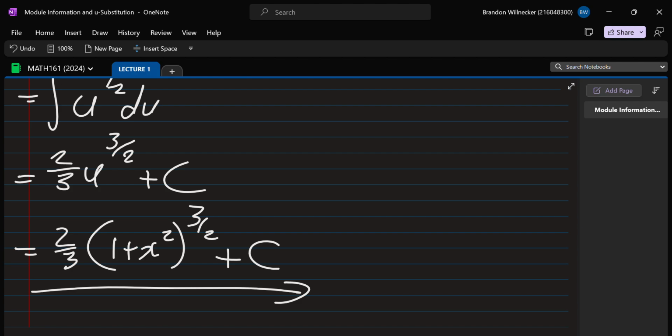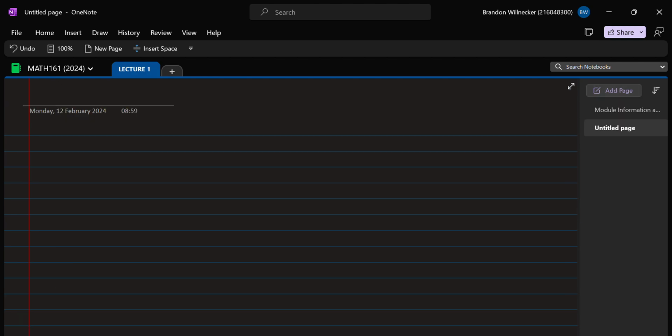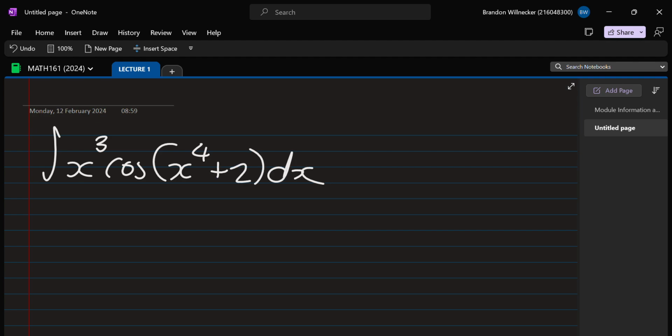Okay, let's look at the next example. So here we have the integral x cubed cos of x to the 4 plus 2. Again, we've got a product of two things. Don't worry too much about that. What we're looking for is some kind of outside function, some kind of inside function that we can work with for this u substitution. So ignore the x cubed. As you do more and more of these examples, it will become second nature to just ignore that and look at the inside right away. But for now, let's just block it out and see.